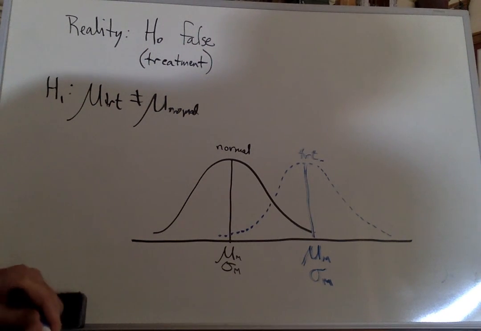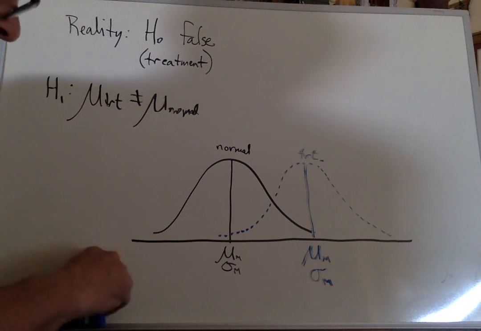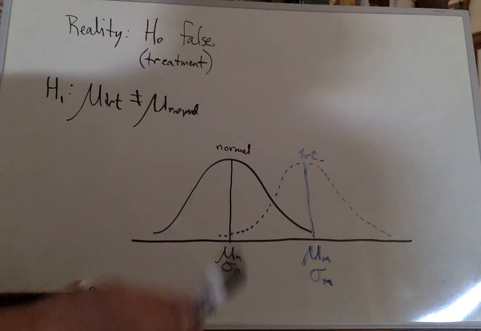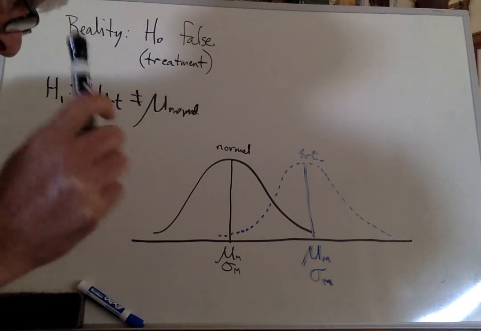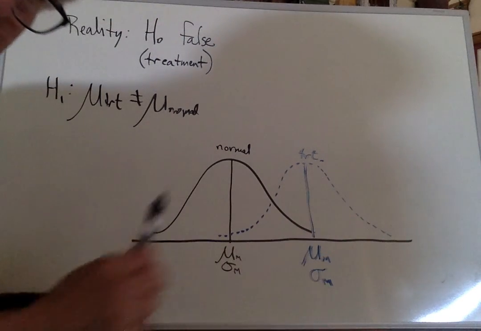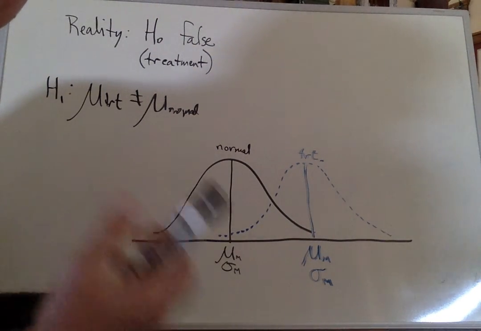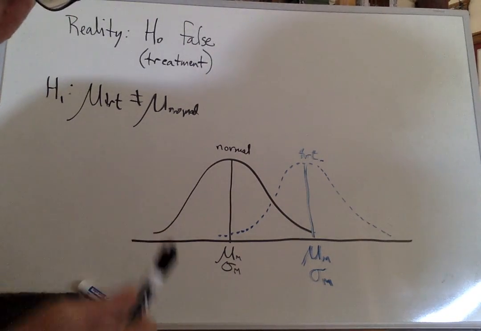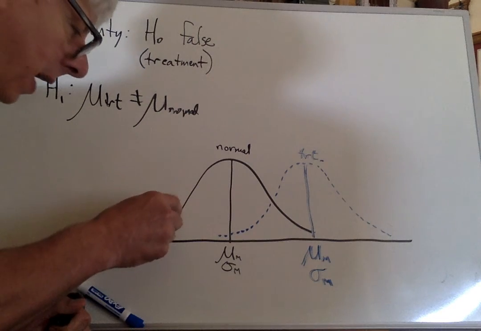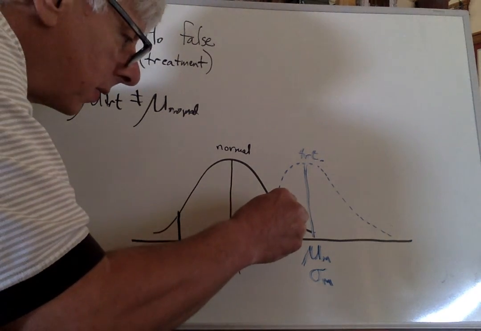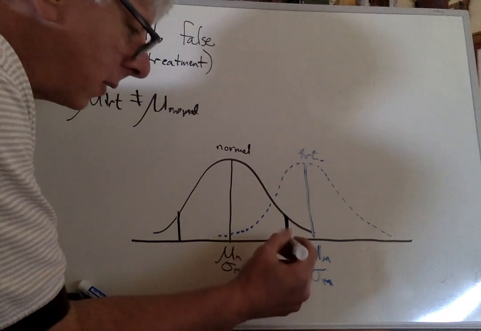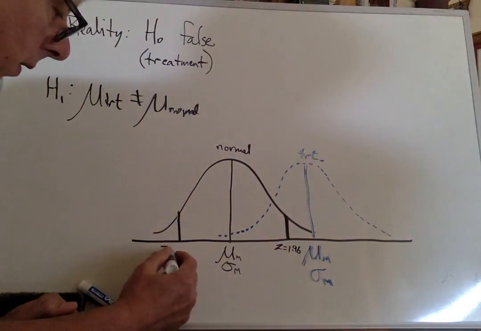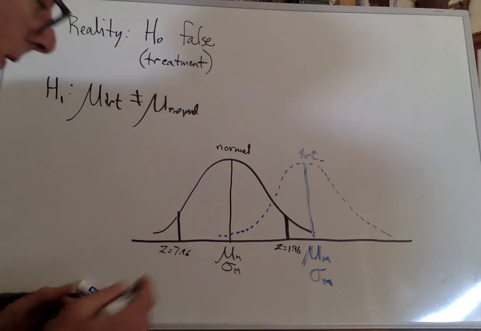Now we have to decide, okay, what's the experimenter going to decide? What's the experimenter going to do here? The researcher can't see this dotted line curve. That's what they're trying to make an inference about, whether that even exists or not. Going to use the same procedure that we've always used, and that is we're going to set up our decision criteria, right? So this is a z-score of 1.96. This is a z-score of 1.96 on the negative side.